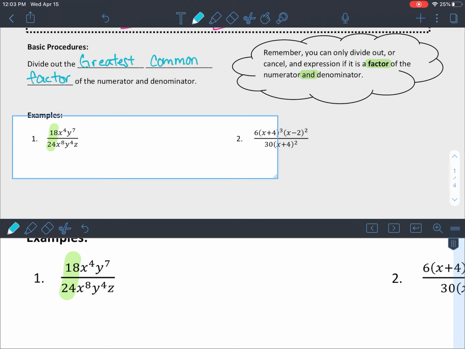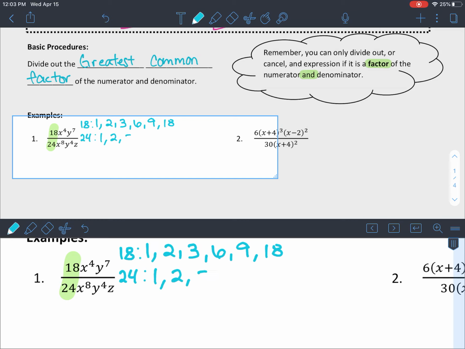If we think about some of the factors of 18, there's 1 and 18, 2 and 9, 3 and 6, and that's about it. If I think about 24, I have 1 and 24, 2 and 12, 4 and 6. So if I write all those out, factors of 18: 1, 2, 3, 6, 9, and 18. Factors of 24: 1, 2, 3, 4, 6, 8, 12, and 24.